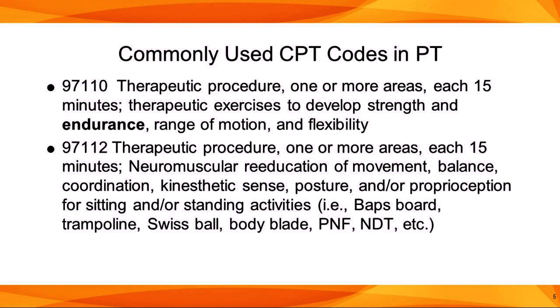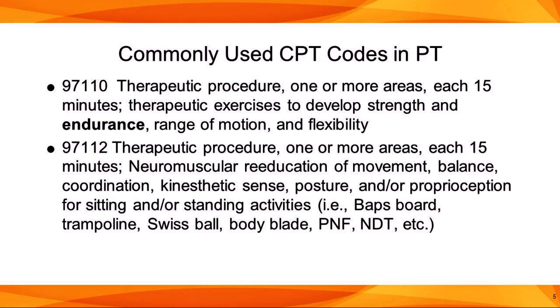97112, they all start with this: therapeutic procedure, one or more areas, each 15 minutes. Neuromuscular re-education of movement, balance, coordination, kinesthetic sense, posture, and/or proprioception for sitting and/or standing activities. Note the word re-education. You're retraining a movement that they have lost, either because of an injury or because of a CVA or something else. So we're re-educating their neuromuscular system. Any balance activities you work on, a BAPS board, is neuromuscular re-education. Having them stand on the trampoline while you throw them a ball, re-educating proprioception and kinesthetic sense. Balancing on a Swiss ball, using the body blade, PNF, NDT, a lot of the things that you learn in your neuro rehab class. 97112.